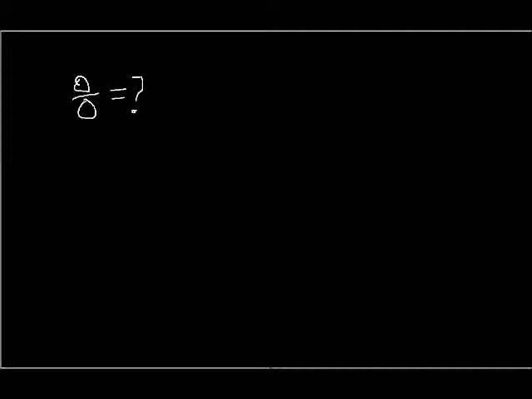Well, it could be equal to 1, because anything divided by itself is equal to 1. But it could be undefined, because anything divided by 0 is undefined. But it could also be 0, because you have 0 in the numerator. So then, what is it exactly?